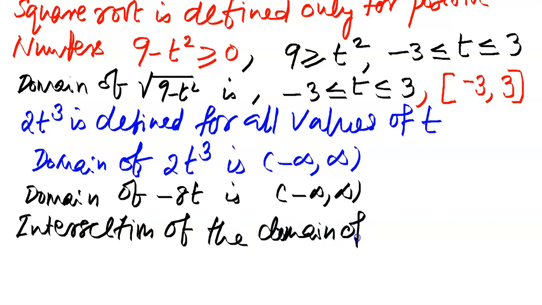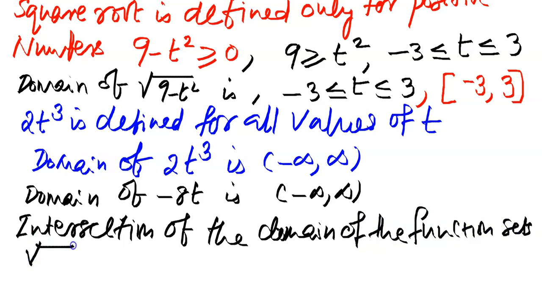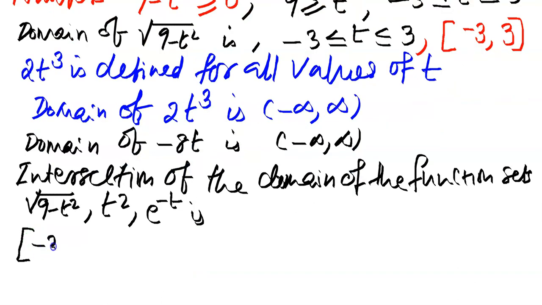Intersection of the domain of the functions: square root of 9 minus t square is -3 closed interval ആണ്.